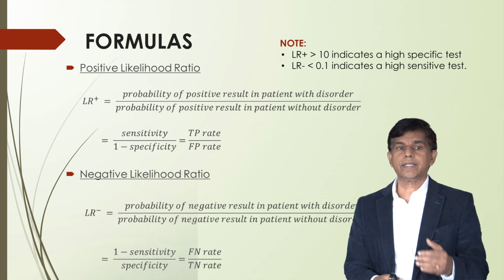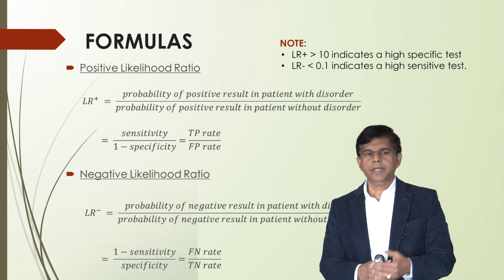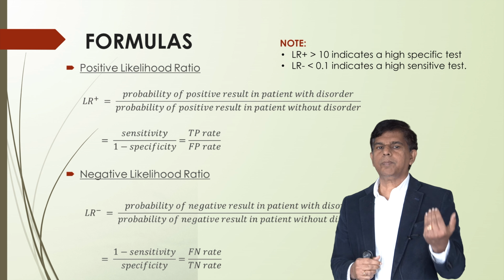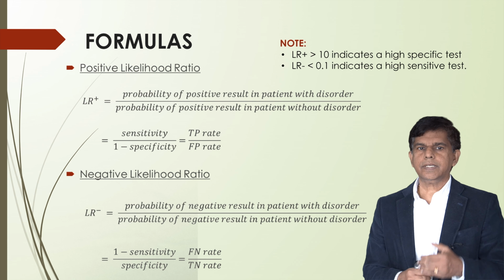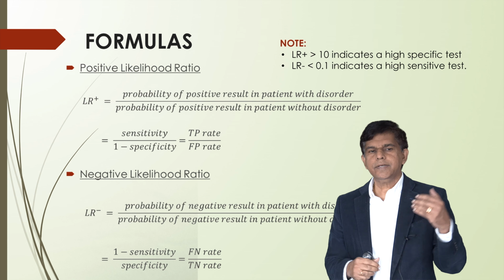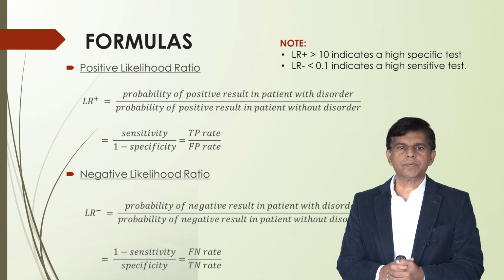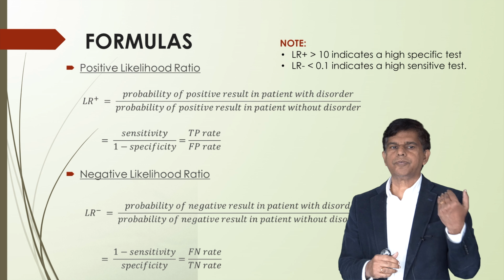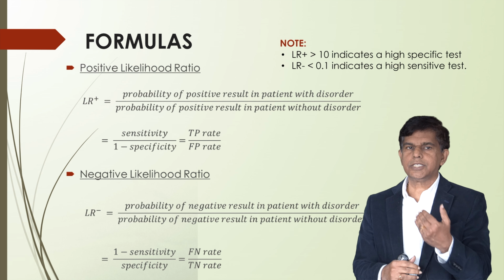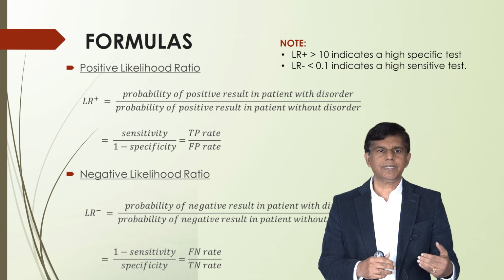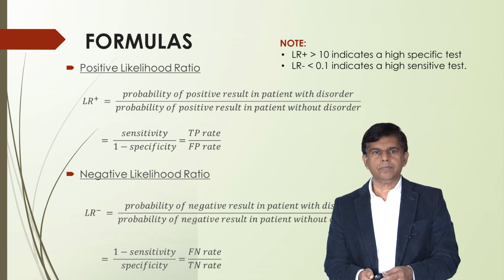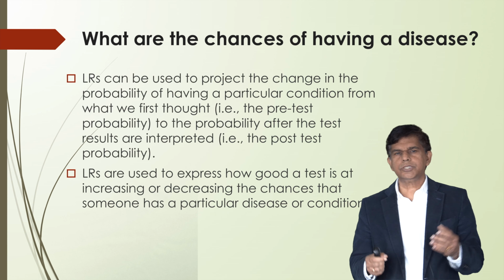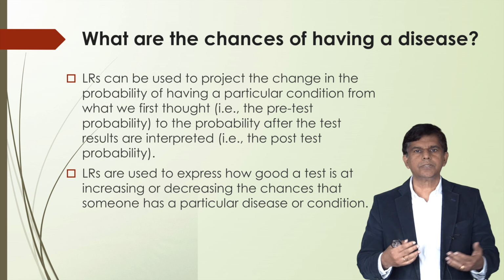Now let's look at the negative likelihood ratio. The negative likelihood ratio is the probability of a negative result in a patient with the disorder divided by the probability of a negative result in a patient without the disorder. The formula is 1 minus sensitivity divided by specificity, which is actually the false negative rate divided by the true negative rate.